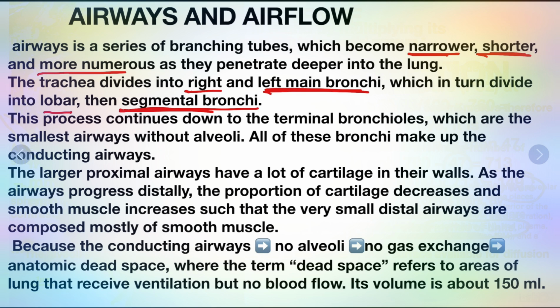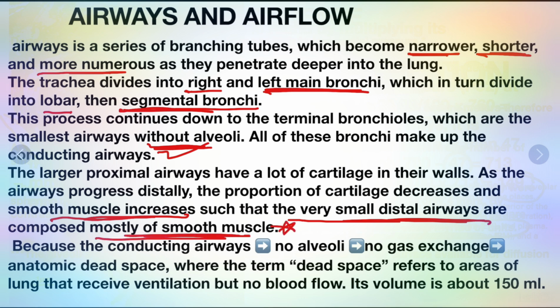So they make left and right main bronchi, then lobar, then segmental, and finally the terminal bronchioles, which are the smallest airways without alveoli. All of these bronchi make up the conducting airway. So this whole part from the trachea to the terminal bronchiole is the conducting airway. The larger proximal areas have a lot of cartilage in their wall. As the airway progresses distally, the proportion of cartilage decreases and smooth muscle increases, such that the very small distal airways are composed mostly of smooth muscle cells.